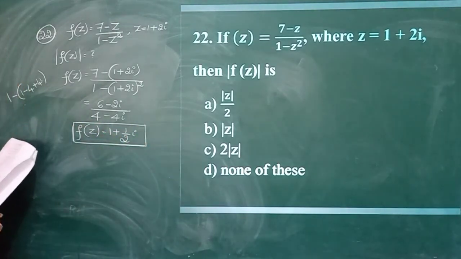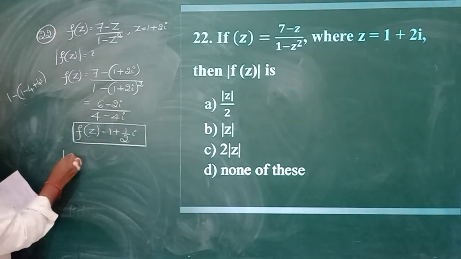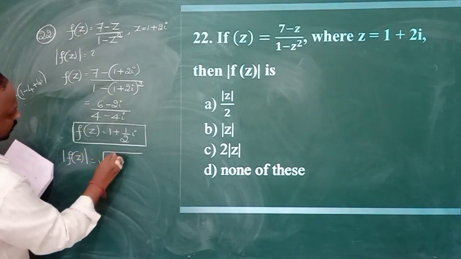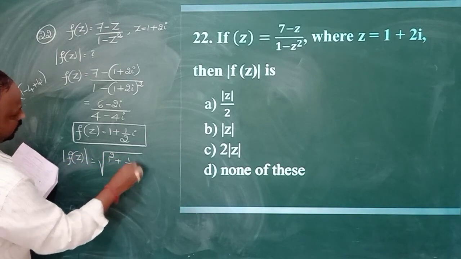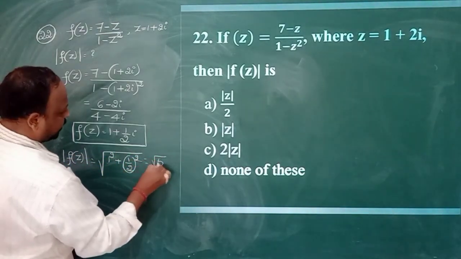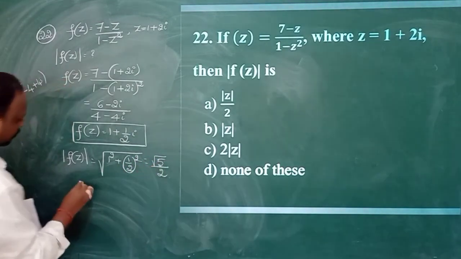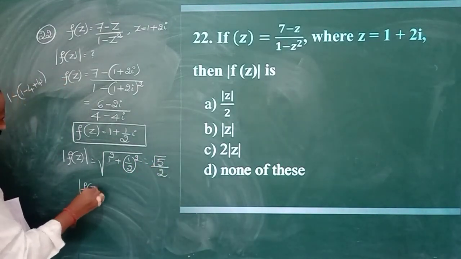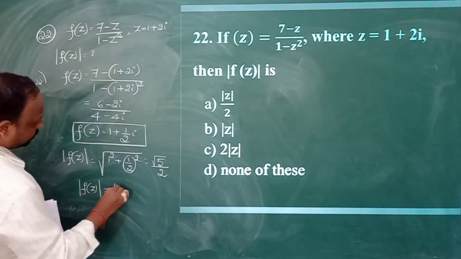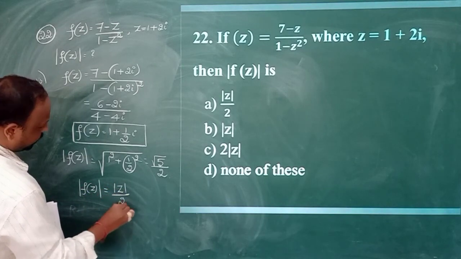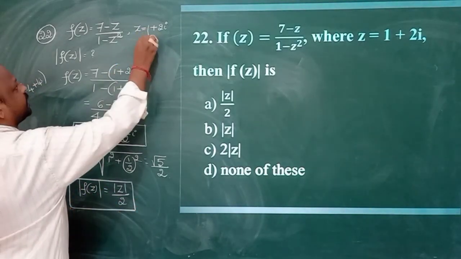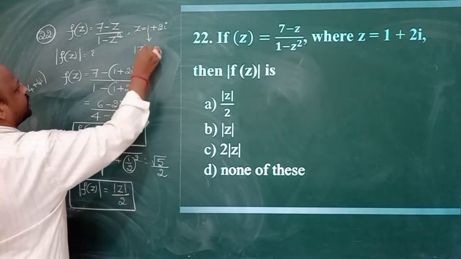1 plus 1 by 2i. Modulus of f of z, this will be 1 square plus 1 by 2 whole square, root 5 divided by 2. So modulus of f of z is root 5 divided by 2. So root 5 is obviously mod z, because z is 1 plus 2i, mod z is root 5.